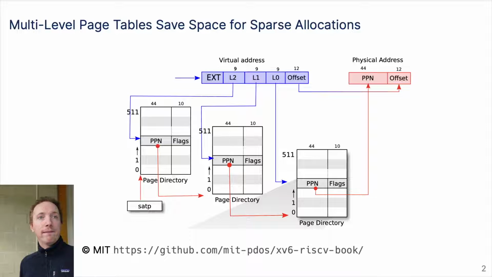Wait, I don't get how it could have a gigabyte page table. I'm confused by that. So if we have a 39-bit virtual address and our page size is 4,000 whatever, that means there have to be, what is that? 39 minus 12, 21 entries? Or no, more than that.